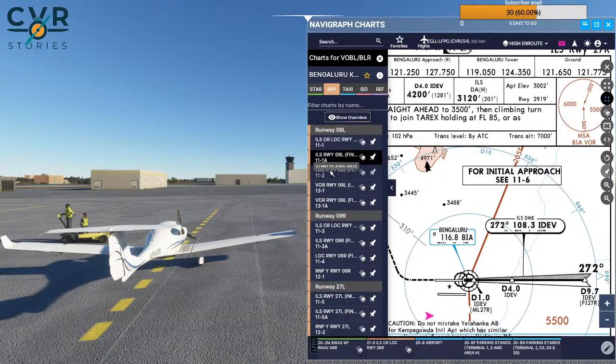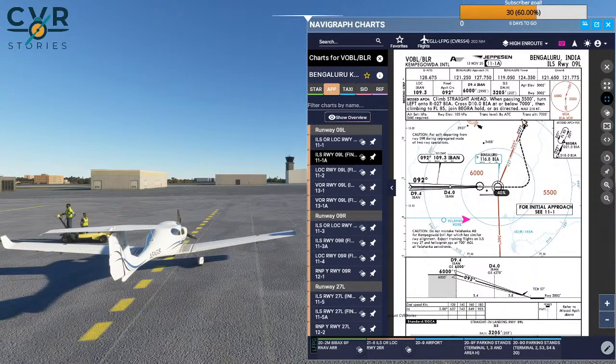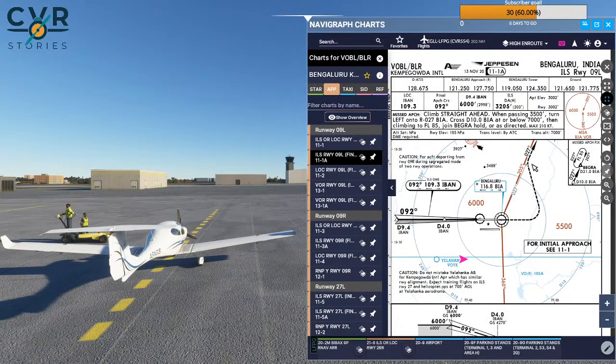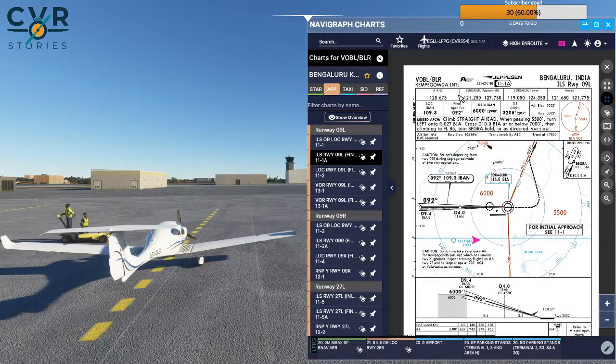Let's go back to ILS 09 left where we were discussing. Let's stick to one chart mainly. Alright, after going through all of these frequencies, this information, before coming to this missed approach procedure, I like to come down here and go through this box of information, which gives you useful information, such as DME required.